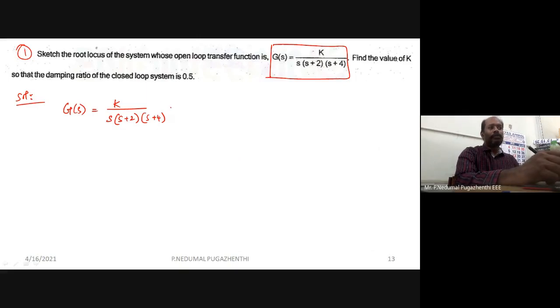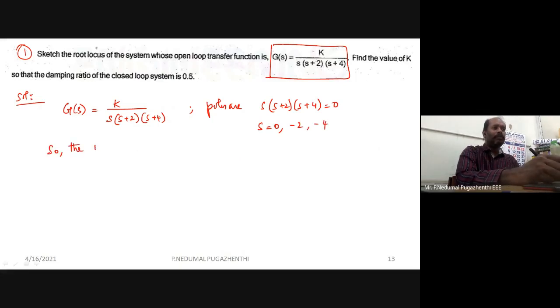From the transfer function, the poles are given by s(s+2)(s+4) = 0, which gives s = 0, s = -2, and s = -4. So the number of finite poles, denote it as n, is n = 3.